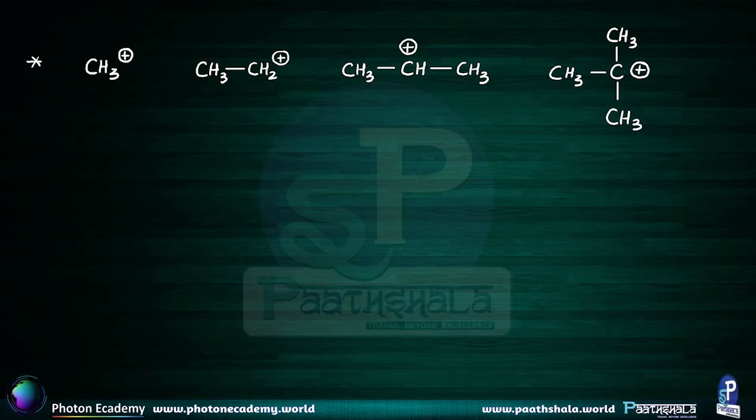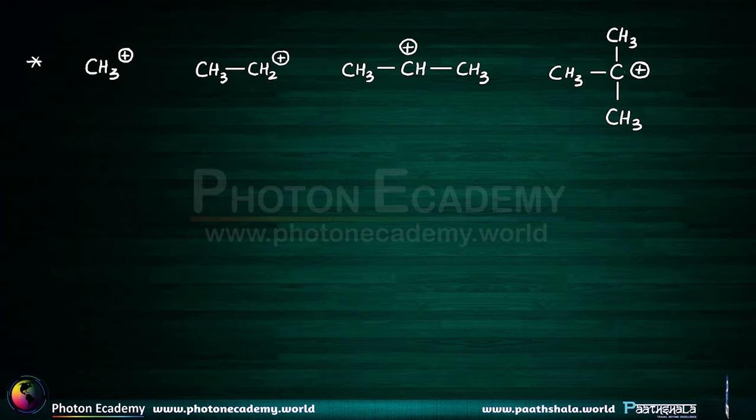So previously we have seen how the attachment of electron donating groups can lead to the stabilization of a carbocation. If I attach an electron donating group to the carbocation, the electron deficiency that it had previously was removed. So if an electron donating group is attached, it stabilizes the carbocation.